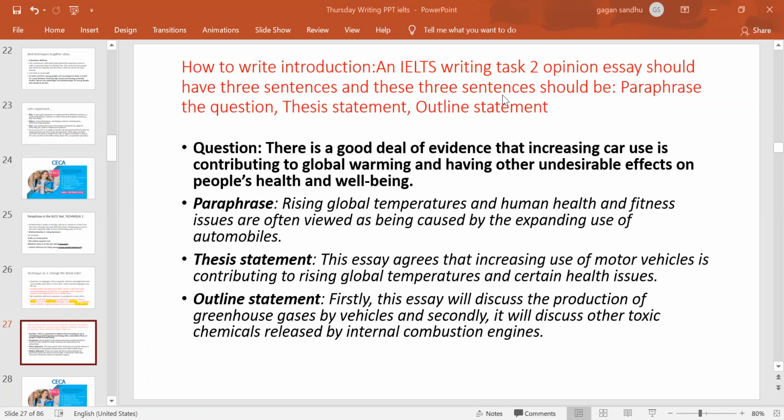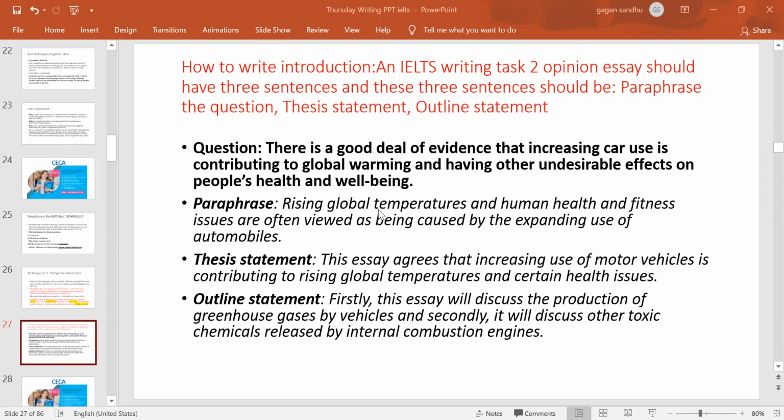Can you please write that one? First part, paraphrase. Can you please read what they have written in there, Kimberly? Should I read it? Yeah. Rising global temperatures and human health and fitness issues are often viewed as being caused by the expanding use of automobiles. Right. So you see, this is the same statement, but in a paraphrased way.